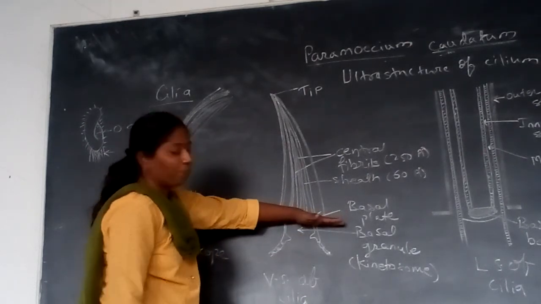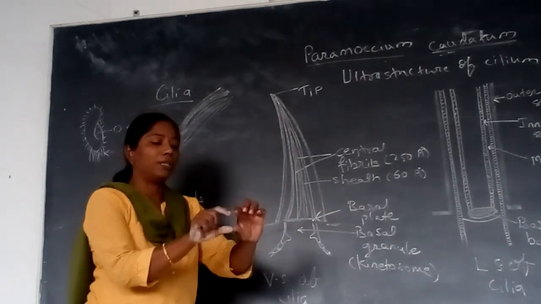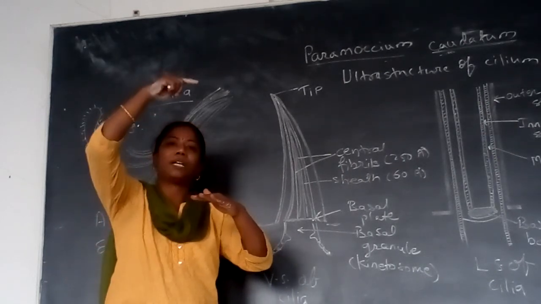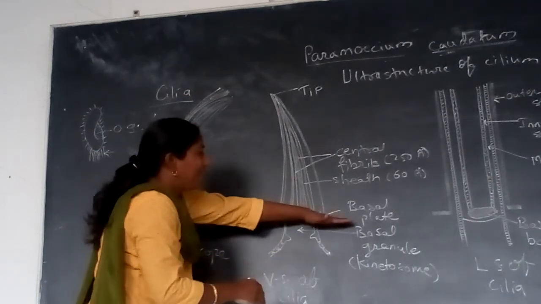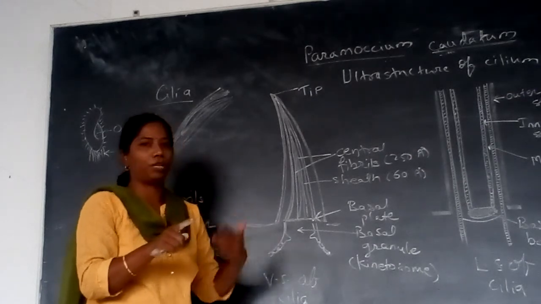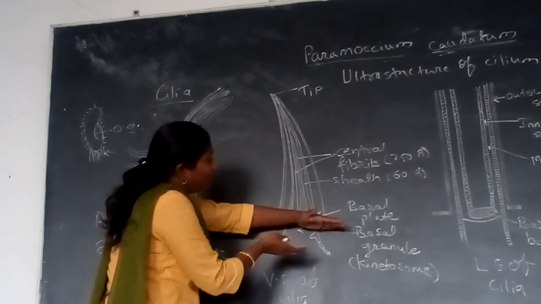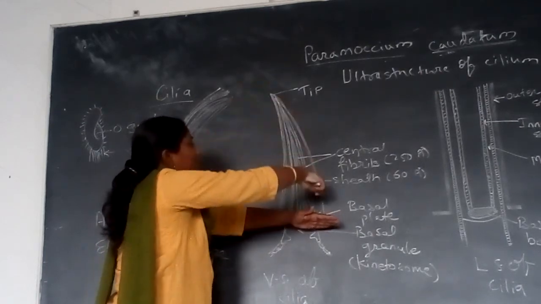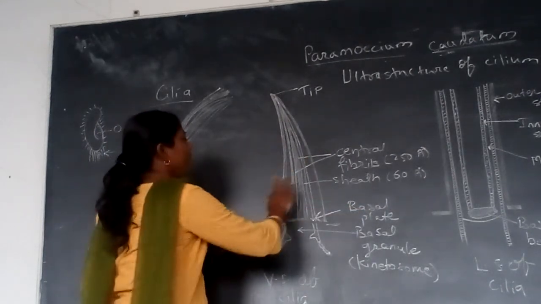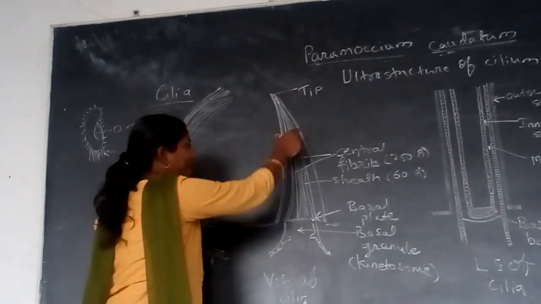The remaining structure is present below the pellicle. Here is the pellicle. Actually, the pellicle is the most protective covering. The pellicle is there, and the basal granule and many other parts are present below it, and only the peripheral sheet is there. We also call it the cytoplasmic sheet. So the cytoplasmic sheet possesses the 9 peripheral and the 2 central fibrils.